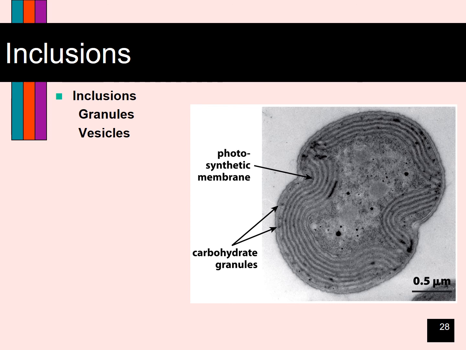And why would the cell want to store carbohydrates? Well, carbohydrates can be used in respiration to make energy. So a polysaccharide could be hydrolyzed into individual glucose molecules, and glucose could be catabolized in cellular respiration to yield ATP.